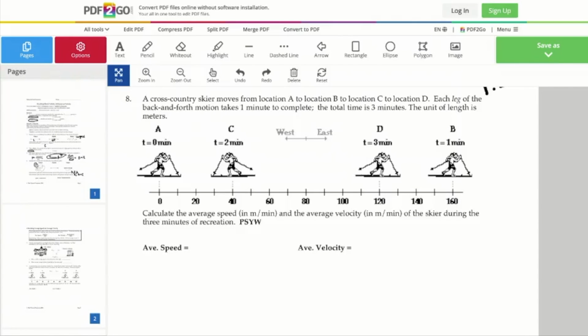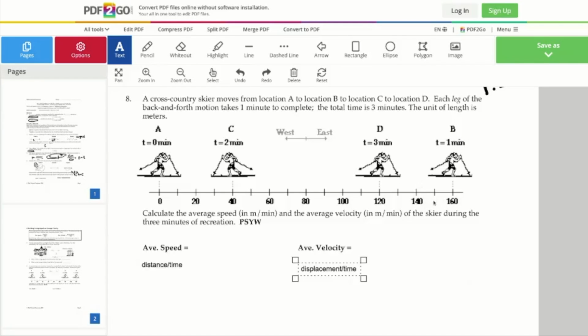And if you remember from what was on top of this sheet, average speed and average velocity, but average speed is total distance by total time. And you know that total time is 3 minutes, which is given in the question. So you calculate distance the same way you did in the previous question. So from A to B travels 116.